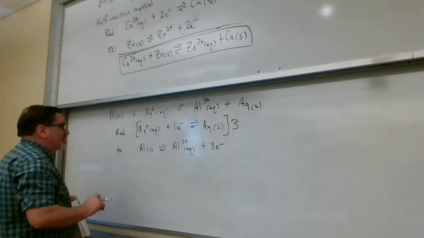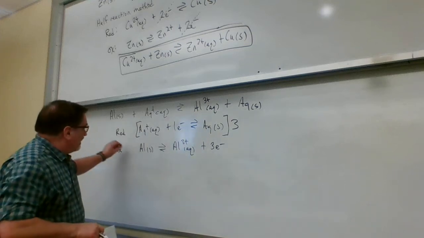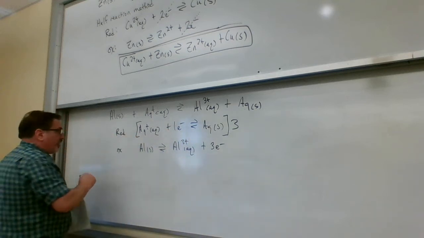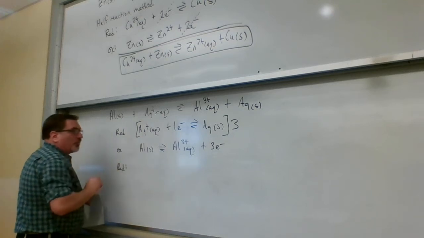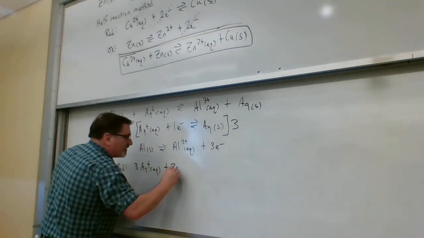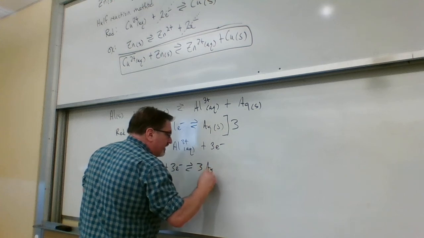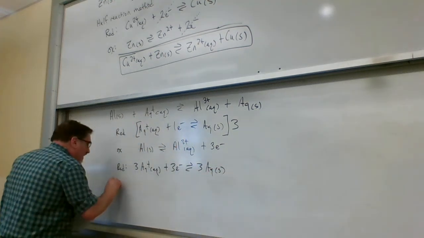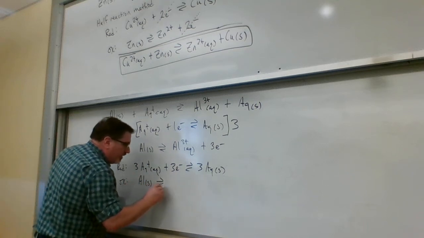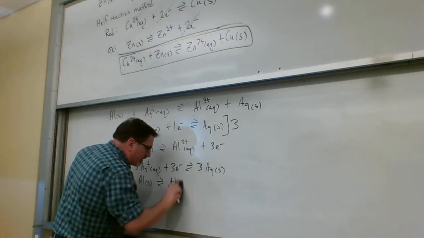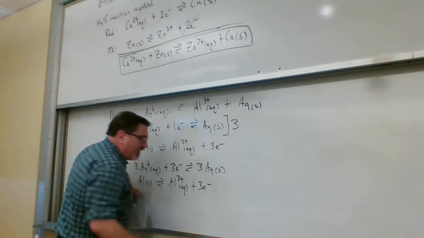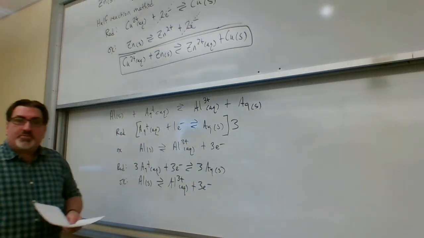So if you rewrite it, that's fine. If when you're doing these, you want to leave some space in between here so you can rewrite one below, that's fine. I'm just going to rewrite both underneath here. So red now becomes 3 Ag+ plus 3 electrons, making 3 Ag as a solid. And ox now is the same. Al as a solid, making Al3+ aqueous plus 3 electrons. Now we have mass balanced and charge balanced half reactions.